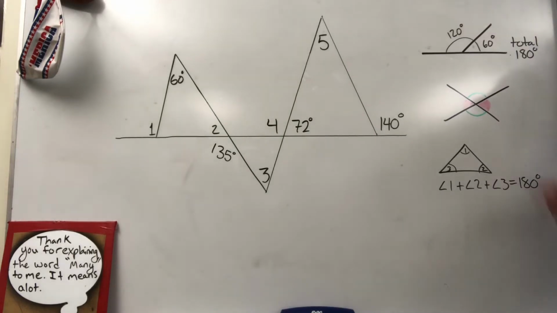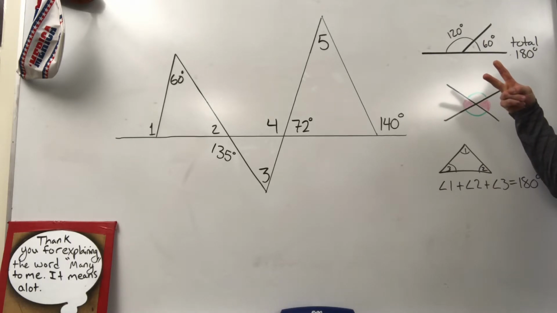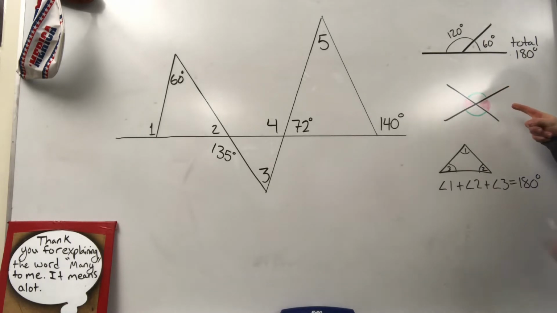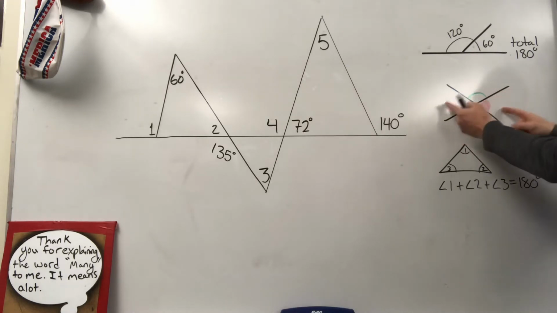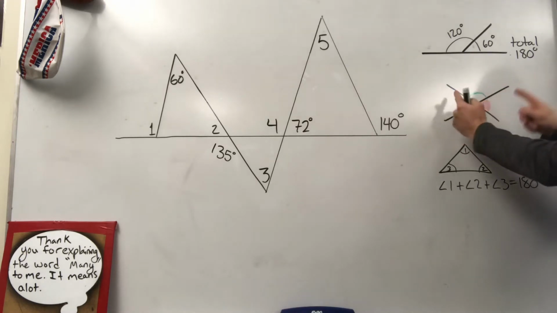Oh yeah, check it out. Those are supplementary angles. That means two angles that add up to 180 degrees. Those are vertical angles. Angles that are opposite of one another, across from one another. Those angles will always be congruent. These are the same, these are the same.